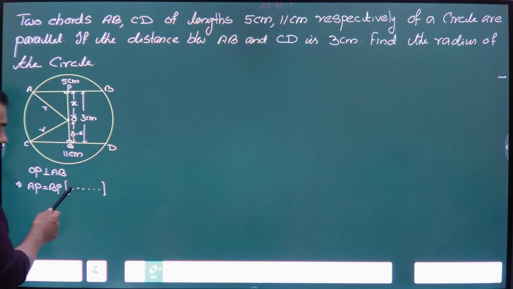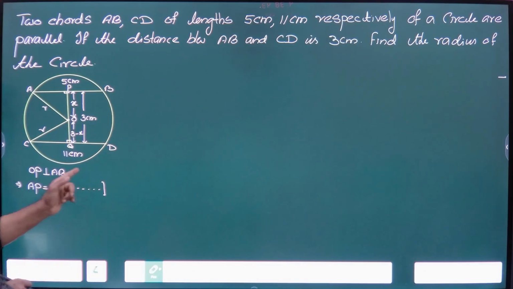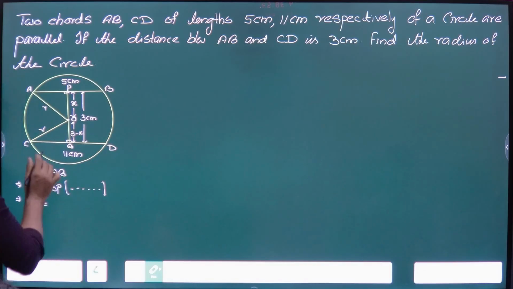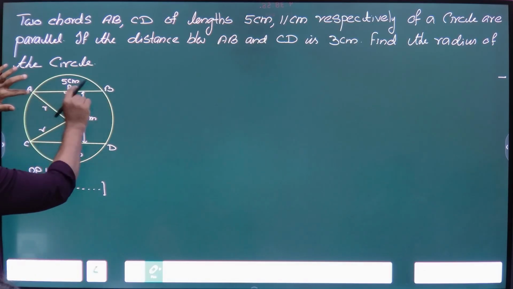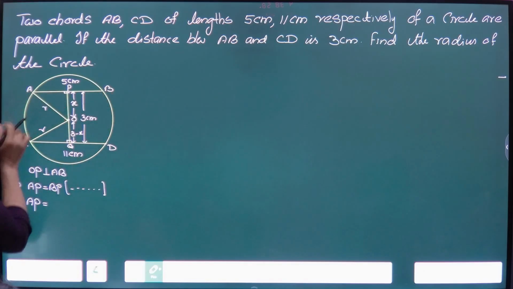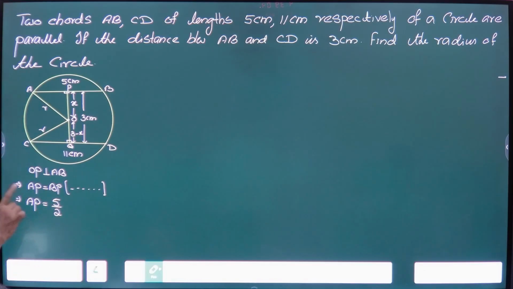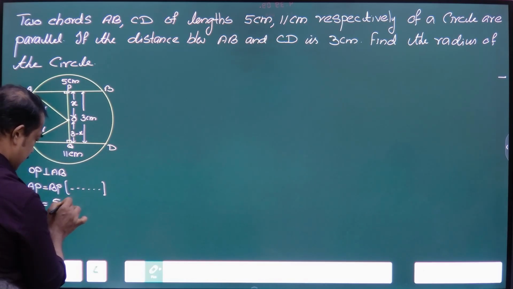Don't put dots, write the full theorem, okay? Perpendicular from the center to the chord bisects the chord. Implies what is AP here? AB, what is the length of AB? 5. What is the length of AP? 5 by 2. Write in fraction, not decimal, okay? 5 by 2 centimeter.